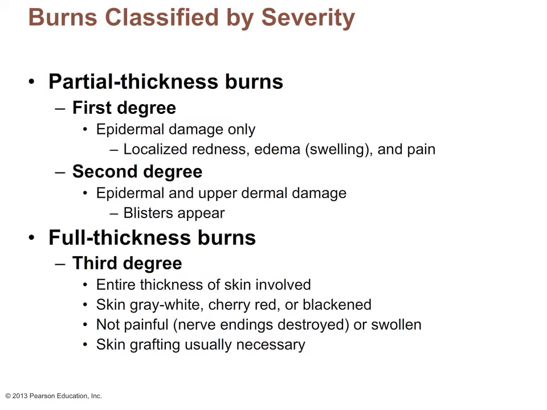The skin of these individuals will look gray-white in appearance to cherry red or blackened, depending on the amount of underlying tissues that are exposed or damaged. In most cases, in order to repair a third-degree burn, we'll need to graft skin from other areas of the body because the stratum germinativum and the underlying connective tissue have been completely destroyed.